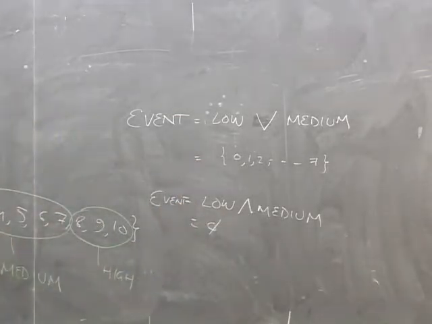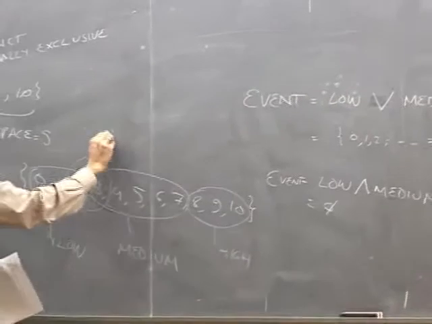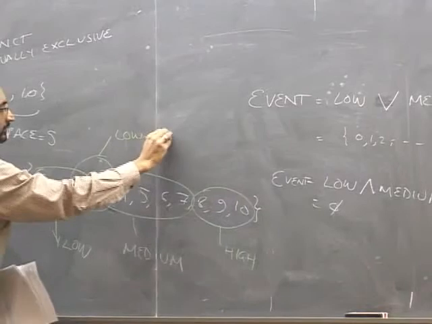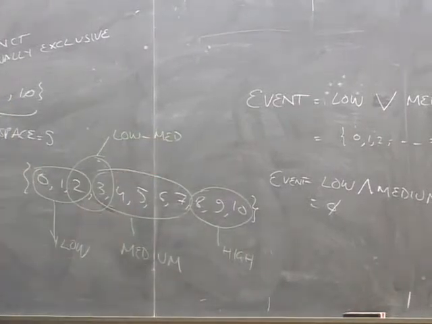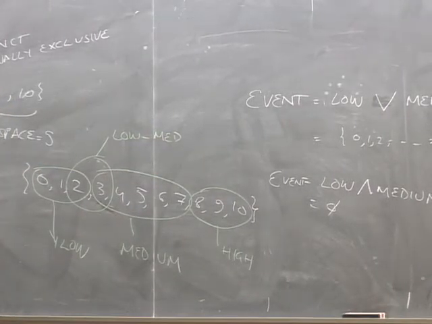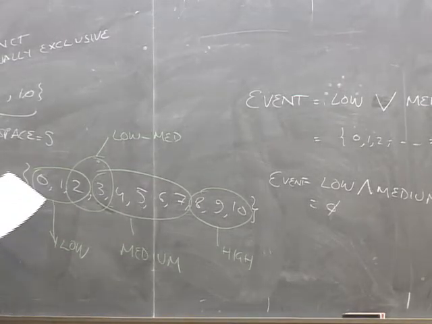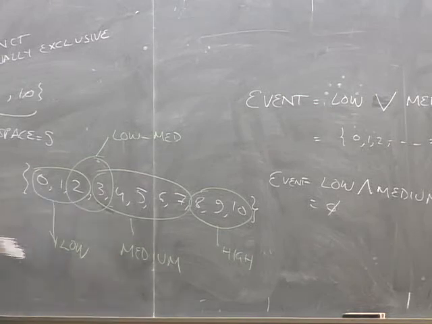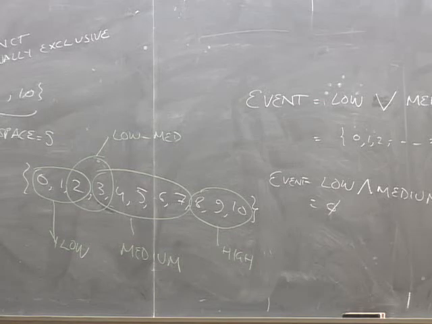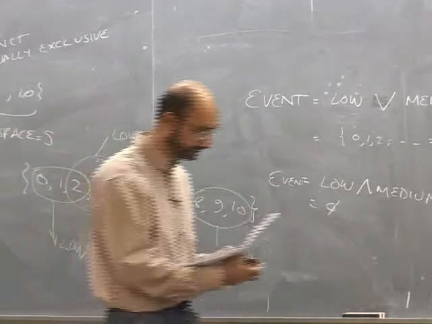But you can think of events that actually do intersect. We could think of an event called low dash medium, which is maybe called low to medium. We could define that event, and it is overlapping with low, so the and of low and low-medium is going to be the value 2, for example. The outcome 2 is going to be both. So events need not necessarily be mutually exclusive. So that's conjunction and disjunction.